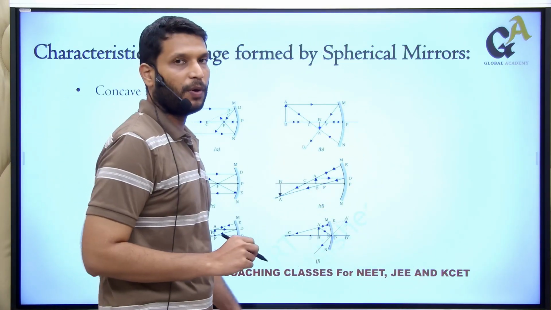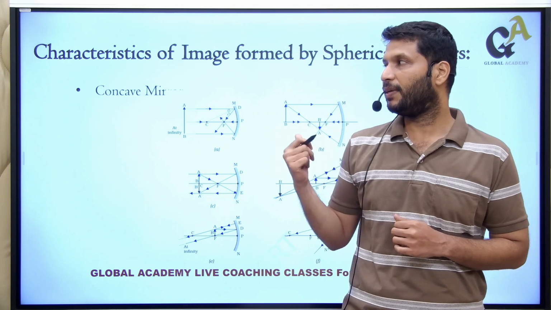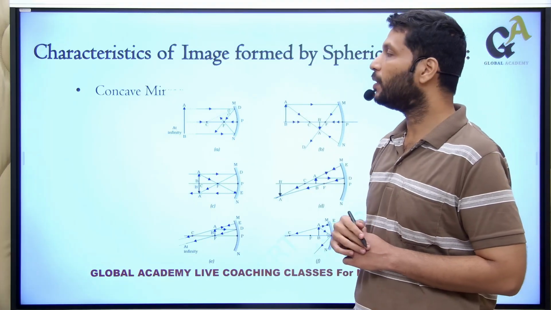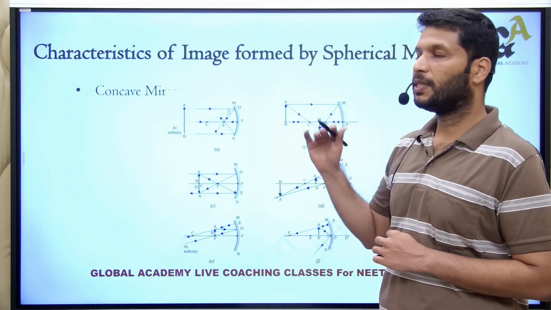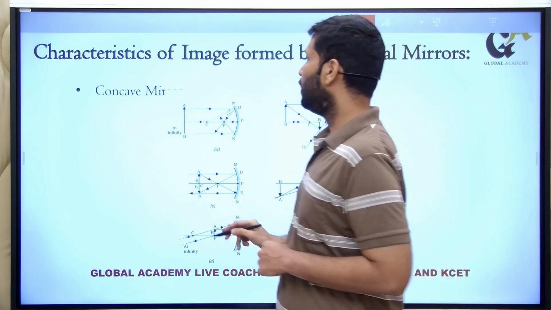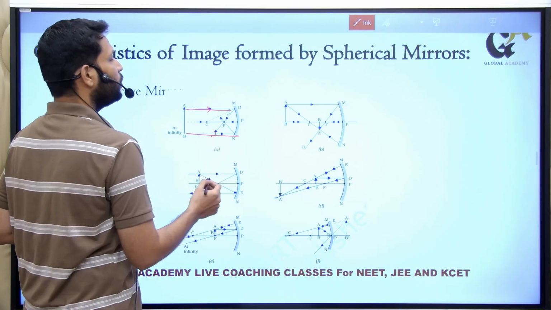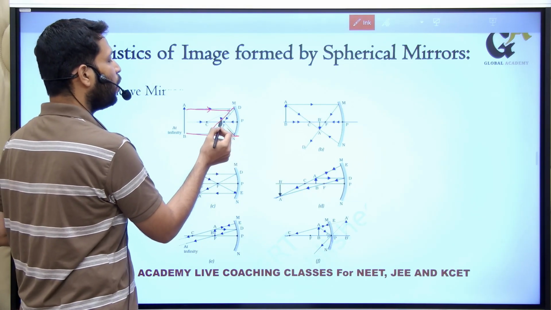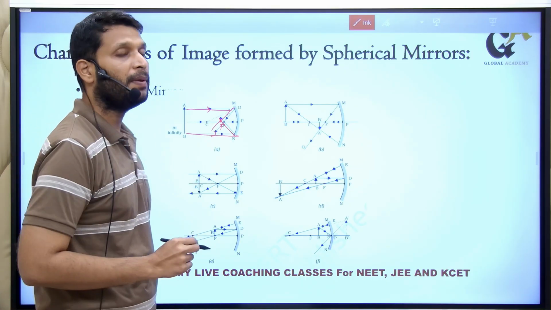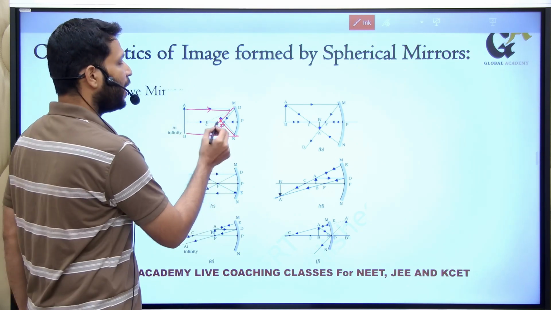So now let us discuss the position and nature of the image formed by the two types of mirror we have. The first one is the concave mirror and the other one is the convex mirror. Let us first discuss how image formation occurs in the case of the concave mirror. See here, if you keep the object at infinity, you will get parallel rays. After reflection, all the reflected rays pass through one particular point called the focus. This means the image of an object at infinity is formed at the focus.